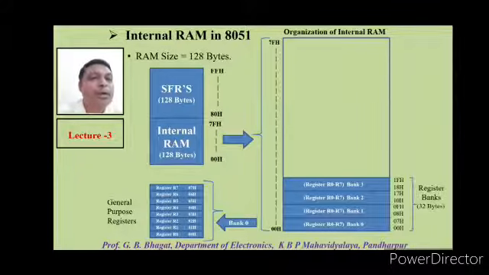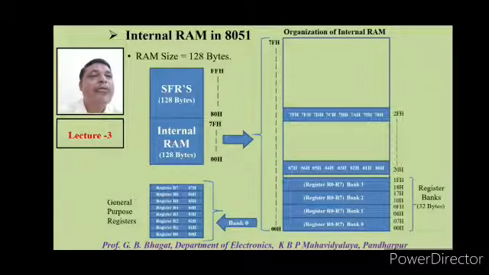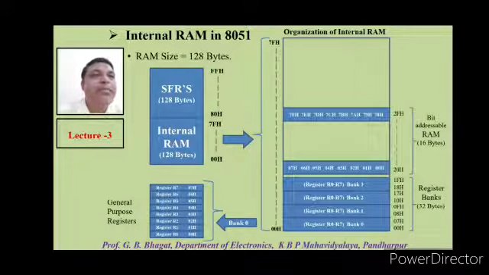These are the 4 register banks, that is, there are a total of 32 bytes which are used for register banks. The next, there are 16 bytes that are used as bit addressable RAM, that is, these 16 bytes are bit addressable: a single bit from any byte can be accessed individually by using some different instructions.